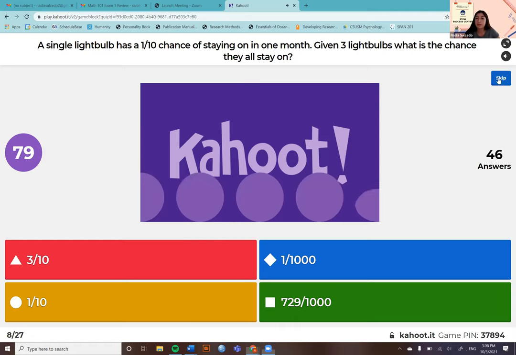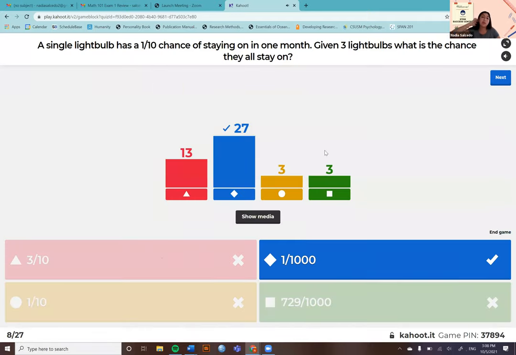Okay, I'm gonna go ahead and skip it. Okay, so I'll go ahead and go over this one since I saw some people in chat. We can just go over it just to make sure. So a single light bulb has a 1 in 10 chance of staying on in 1 month. Given 3 light bulbs, what is the chance they all stay on?